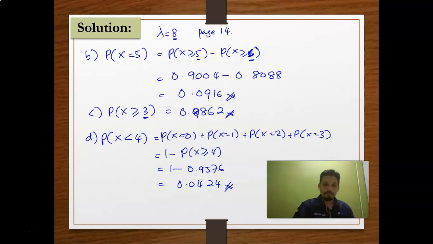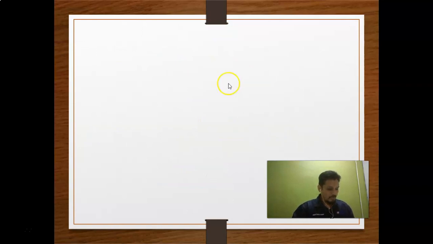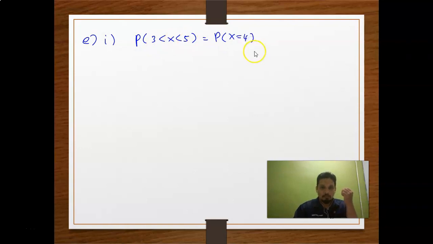The next question: between 3 and 5 calls are made. E, number 1, probability of x between 3 and 5. So it does not include 3 and does not include 5. The middle of this between 3 and 5 is 4, the probability of x equal to 4. We can find this using the probability of x greater than or equal to 4 minus the probability of x greater than or equal to 5.